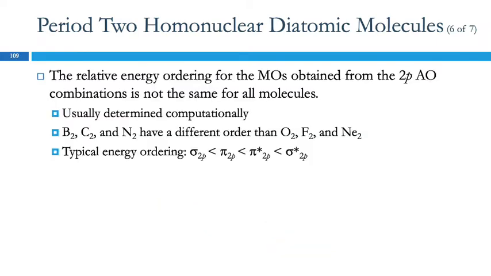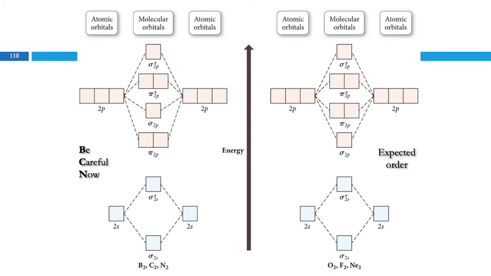So this is considered the regular order. This hopefully looks a little familiar. We've got our 2s, a sigma and a sigma star. And when we combine the three p orbitals, two of them will make a sigma orbital, and the other two will make pi orbitals. And so we'll get a bonding sigma and two bonding pi's, and an anti-bonding sigma and two anti-bonding pi's. We started with 3 and 3. We end up with 6. Half are bonding, half are anti-bonding.